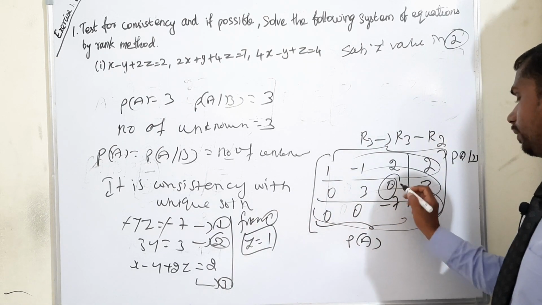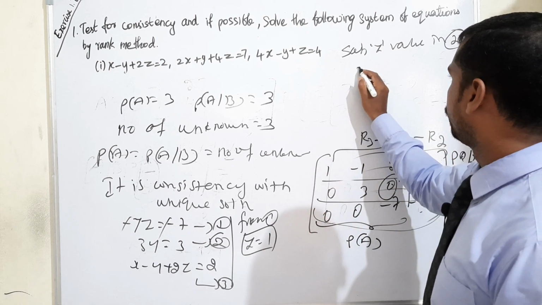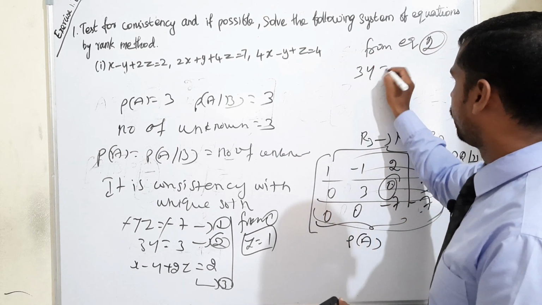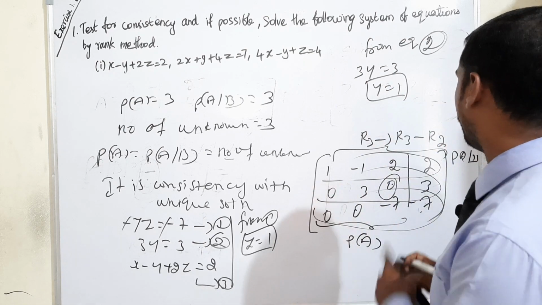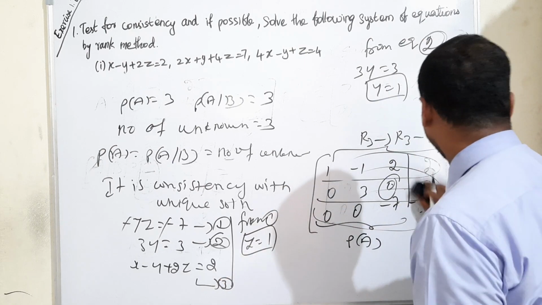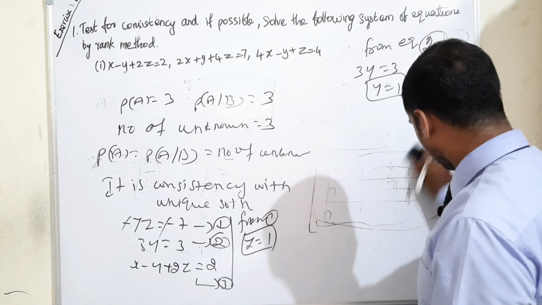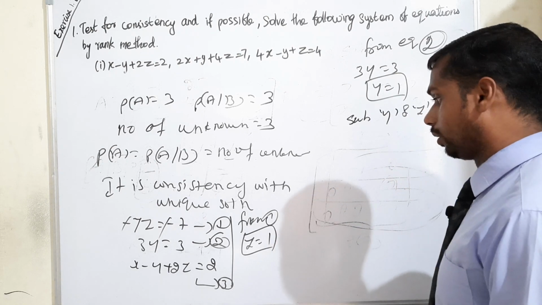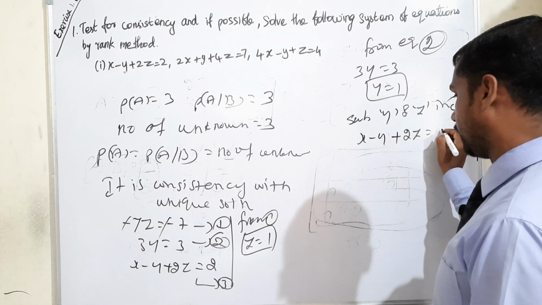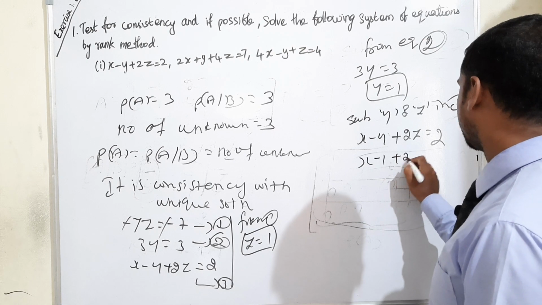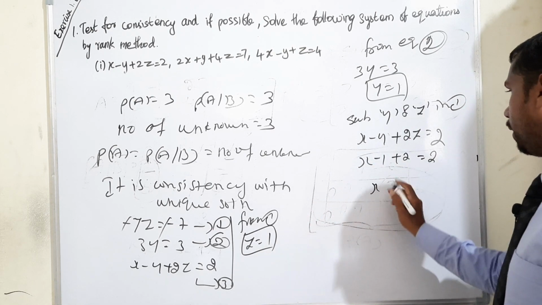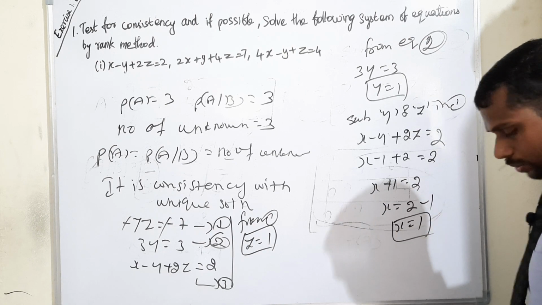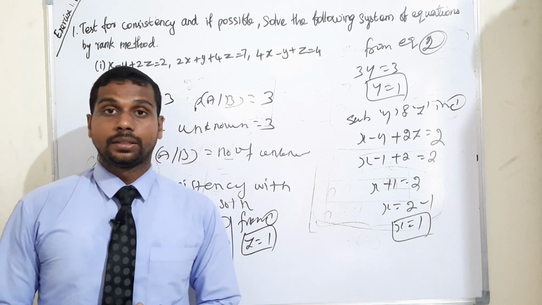According to the condition, in equation 2 there is no z term, so no need to apply. From equation 2, 3y is equal to 3 means y is equal to 1. So, z also 1, y also 1. Both values we substitute in equation number 1. What is equation number 1? x minus y plus 2z is equal to 2, isn't it? Therefore, x minus 1 plus 2, because z value will be 1, is equal to 2. Then minus 1 plus 2 means positive 1, so x plus 1 is equal to 2. Bring plus 1 to the opposite side, means minus 1. Therefore, value will be 1. So, x value is 1, y value is 1, z value is 1, okay.